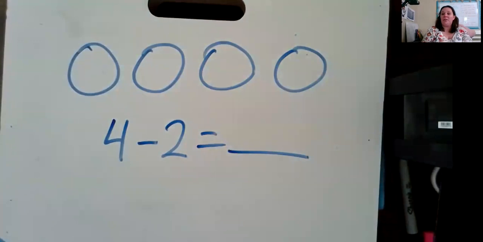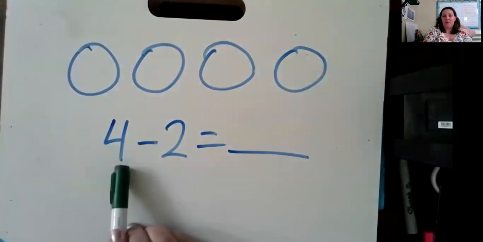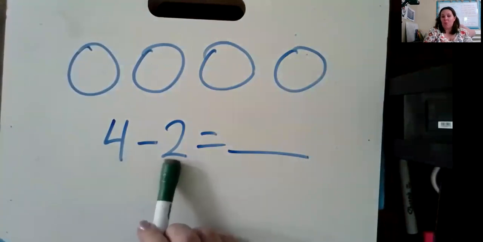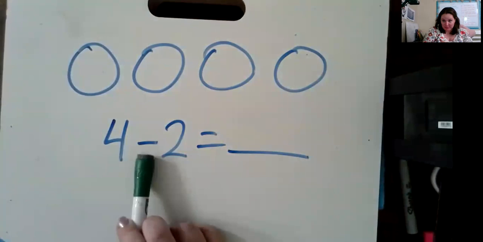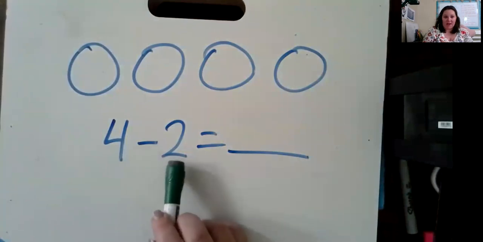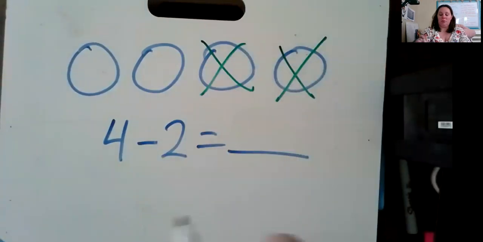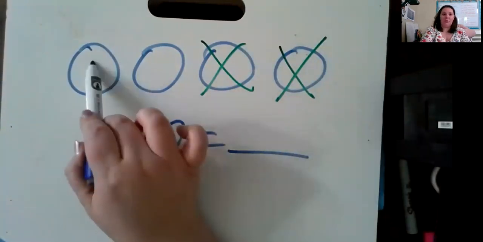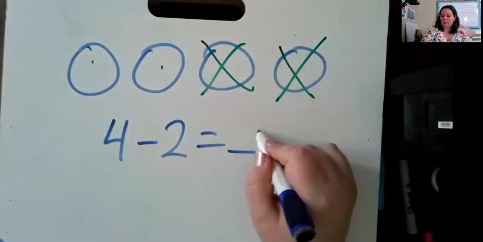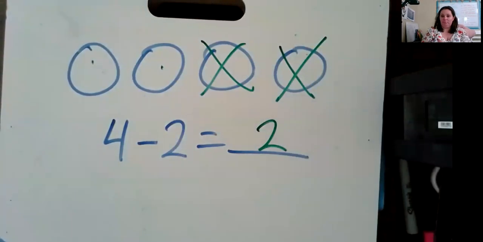Okay, what about this one? Is my procedure going to change? I'm starting out with 4. Because I see subtraction, I'm going to take away 2. 1, 2. How many do I have left? 1, 2. Okay? Yeah? All right, let's try one more.